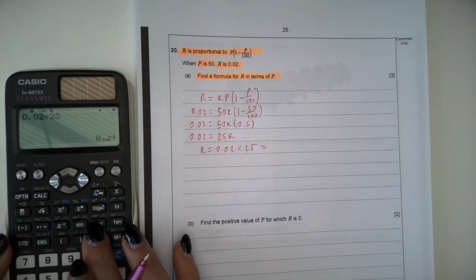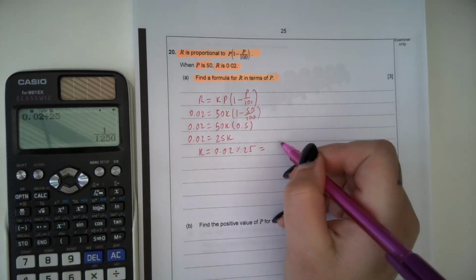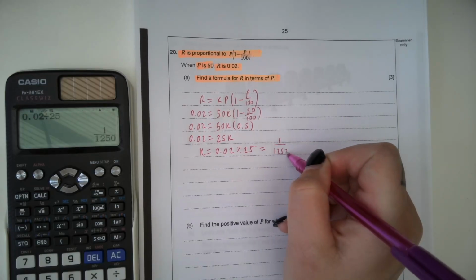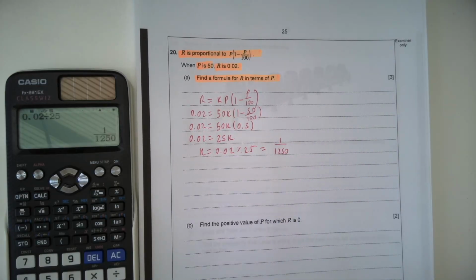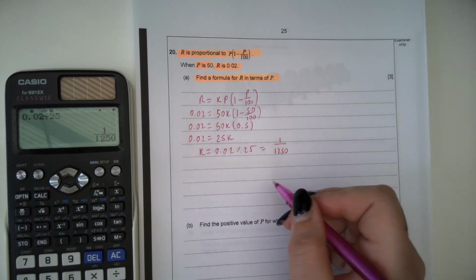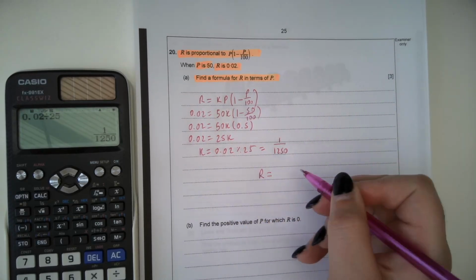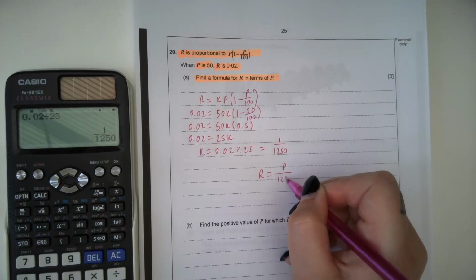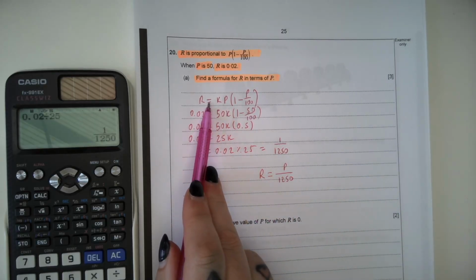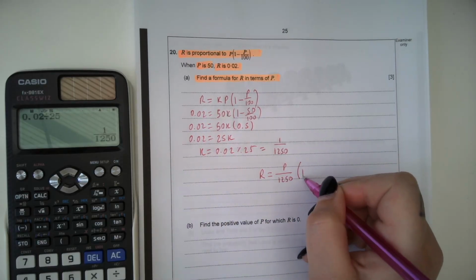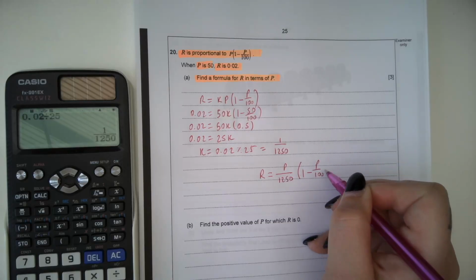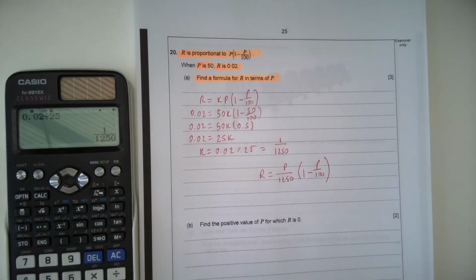Okay, so that gives me a really small number, so I'm going to keep it as 1 over 1250. Okay, so I'm going to substitute this k value into my formula. So r equals p over 1250, because it's k times p, multiplied by 1 minus p over 100, all together like that.